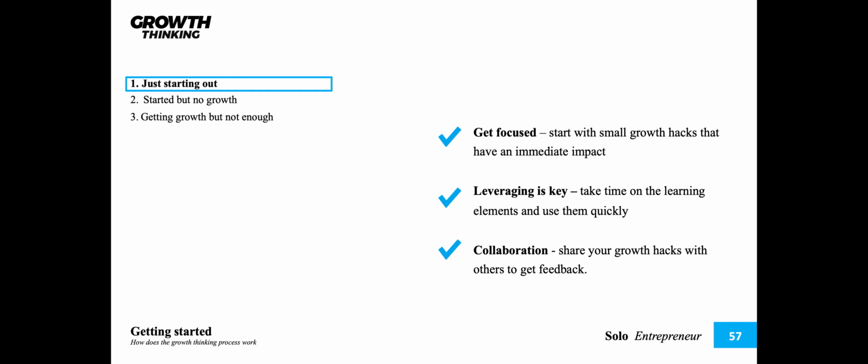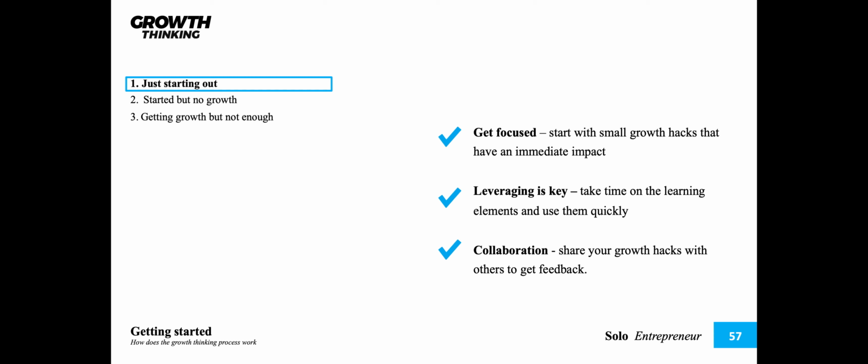And what we're going to be looking at is when you're just starting out, or you've started but there's no growth, or you're getting growth, but not enough, right? So those are like the three growing situations, right? Started out, no growth. You started, but there's no growth. And then you get growing, but it's not enough, right? And so we're going to look at it from those perspectives. Okay, how do you optimize? So here I am, I'm a solo entrepreneur, I'm just starting out. I need to think, what do I do to optimize growth thinking?